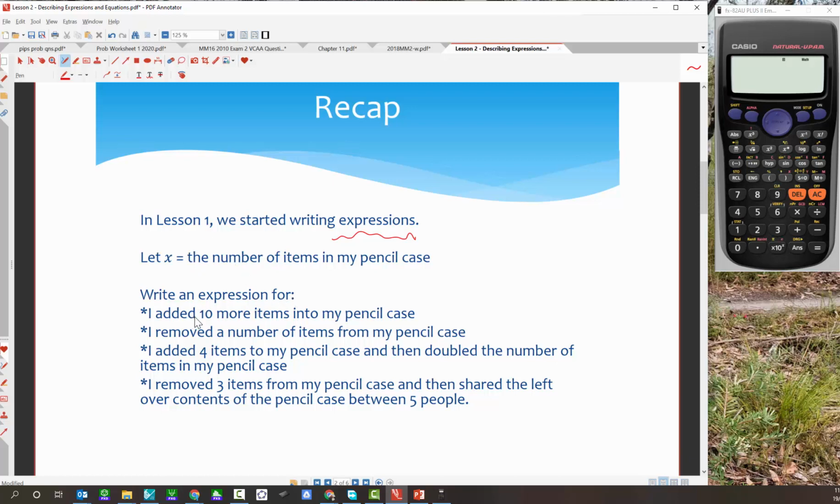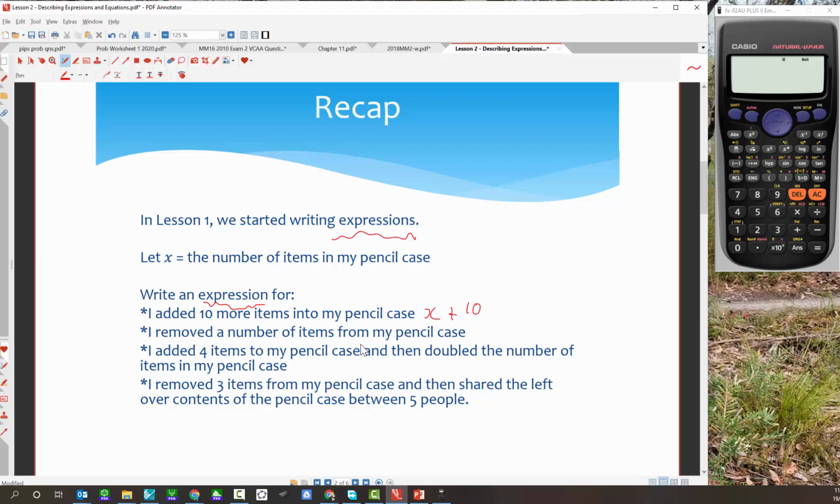Write an expression for I added 10 more items into my pencil case. Now, if I said to you, how many items would I now have in my pencil case if I add 10 to it? Your answer actually should still be, I'm not sure, because I didn't know originally what you had. But we can write an expression for this. We can actually further engage in this problem by saying, it's whatever you had, Mr. Miller, which is x, and the 10 more items that you placed into your pencil case. So it's x plus 10.